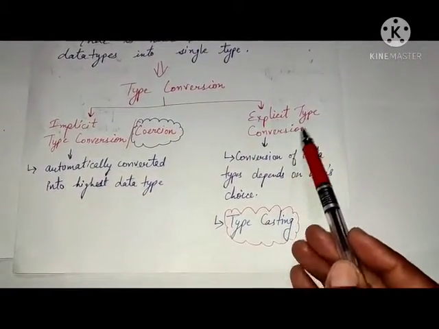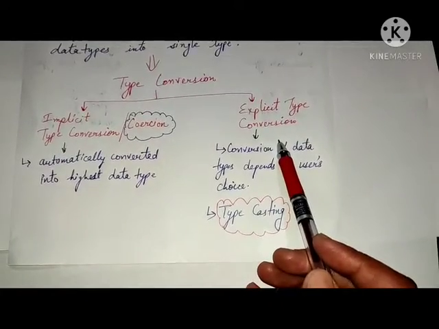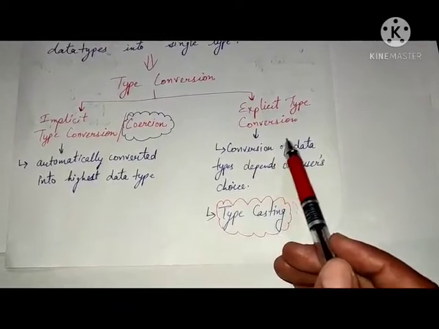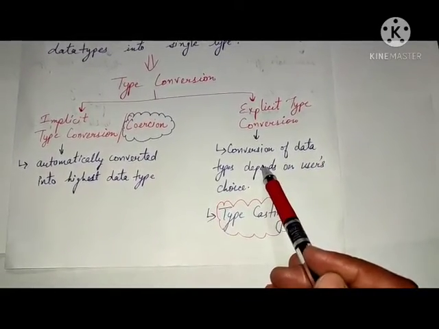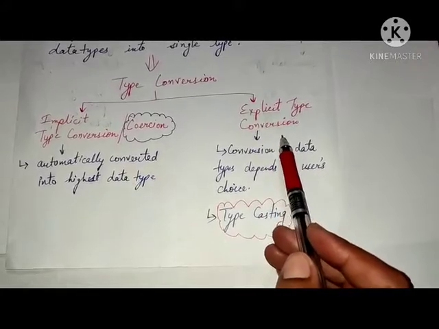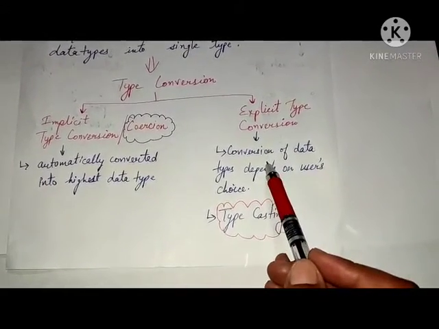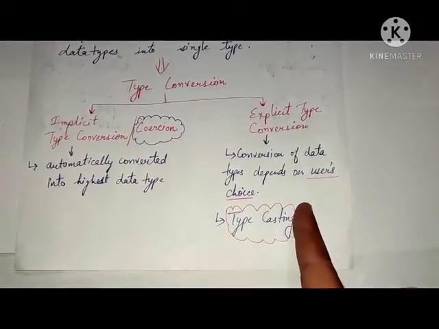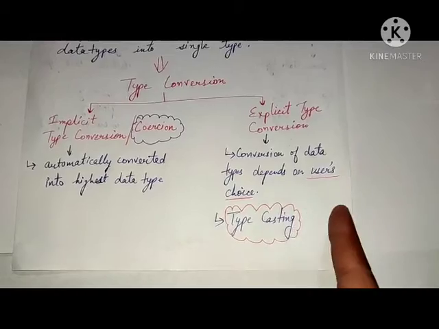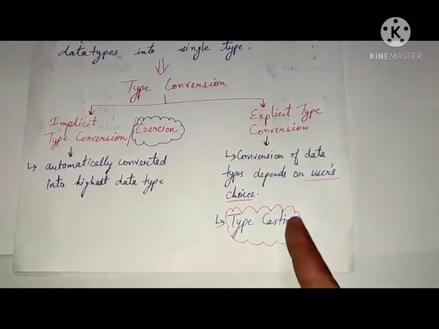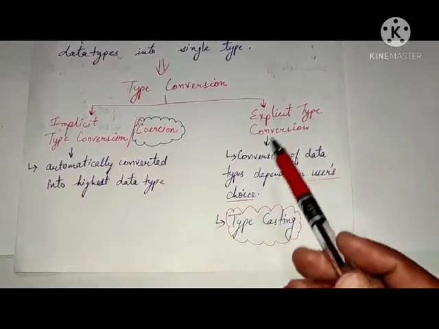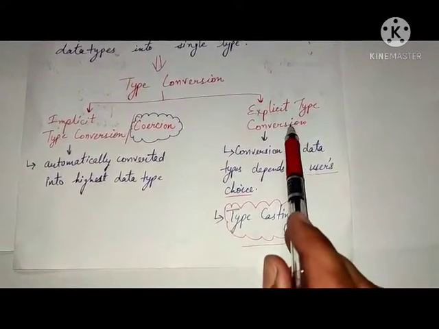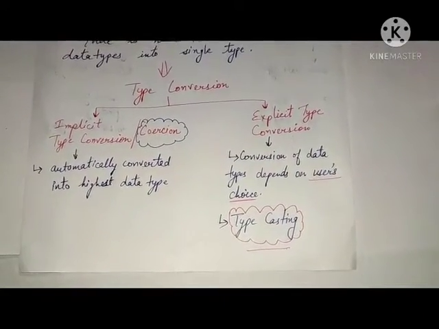Second is explicit type conversion. When there is a need to convert from one data type into another, then we use explicit type conversion. Here, conversion of data types depends upon the user's choice. If the user wants, then he or she can convert the higher data type into lower as well as from lower type into higher. This is also called typecasting. Typecasting is another name of explicit type conversion.